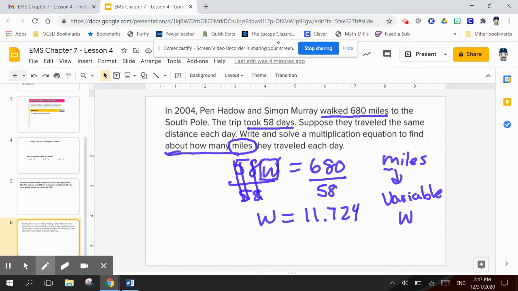But it says about how many miles? So that would be W equals 12 miles. Again, we round up to 12 because 5 or more, we round up. 4 or less, it stays the same. In this case here, 7 is more than 5, so we round this number up to 2.